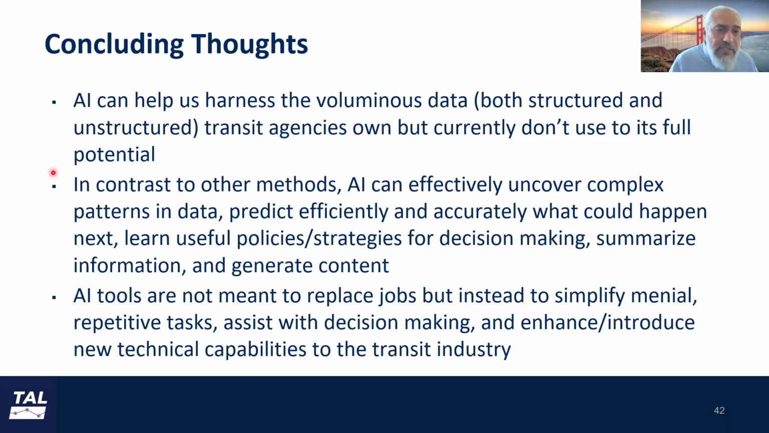Another thing that we learned from our own experience using AI is that, in contrast to other methods, AI can effectively uncover complex patterns in data. When you look, for example, at a route like the 29 Dufferin, where you have both bunching and overcrowding happening simultaneously or one before the other, AI can help you visualize and understand those complex patterns and how they relate to one another.